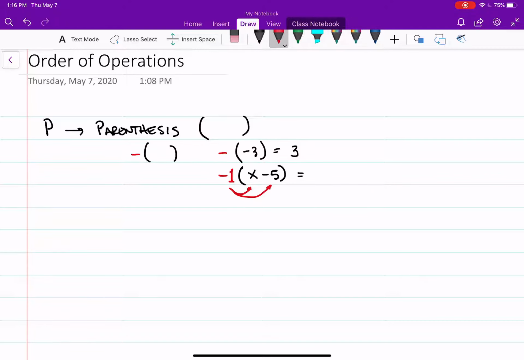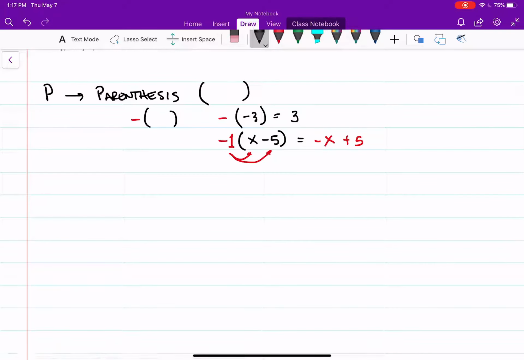So what you will actually have is a -1x and then it's +5, because -1 times -5, same sign, positive. 1 times 5 is 5. So that would be your answer there. So that is the main thing that you have to be careful with.